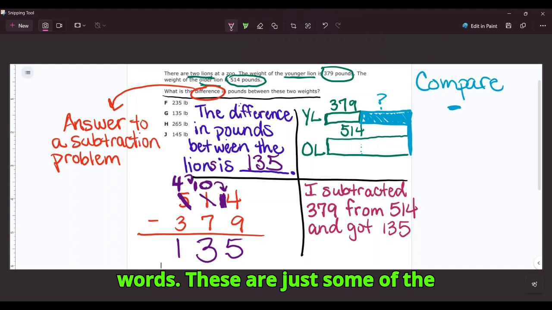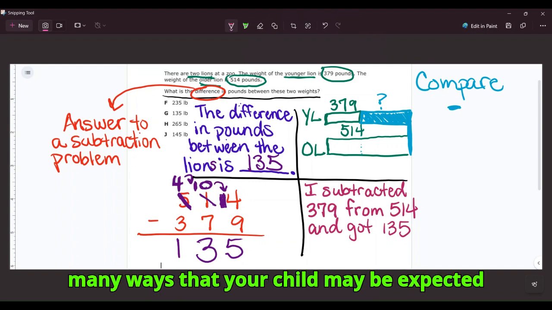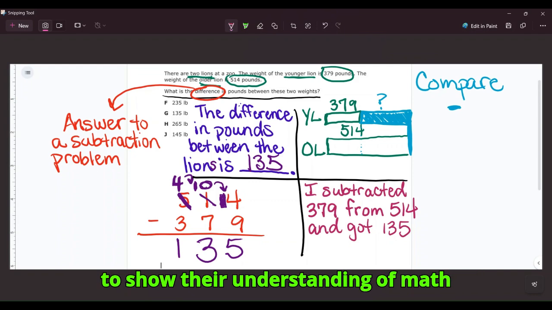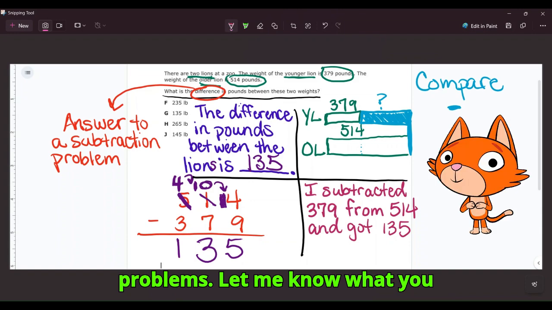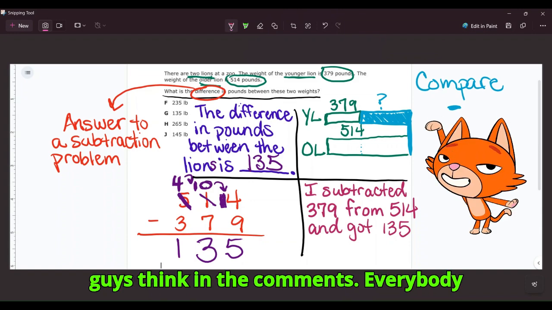These are just some of the many ways that your child may be expected to show their understanding of math problems.